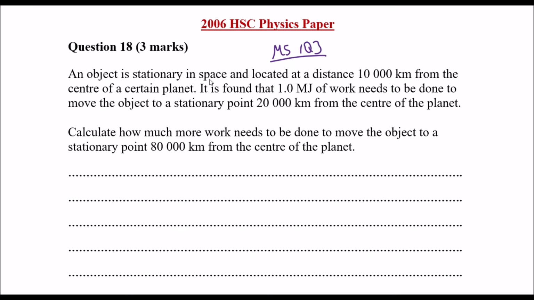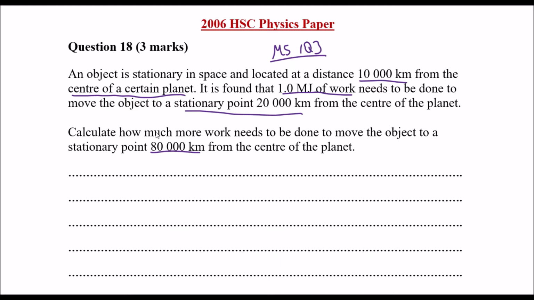We have an object that is stationary in space and located at a distance from the center of a certain planet. It is found that we use 1.0 megajoules of work to move the object from a stationary point 10,000 kilometers from the center of the planet to a stationary point 20,000 kilometers from the center of the planet. Calculate how much more work needs to be done to move the object from a stationary point 20,000 kilometers away to a stationary point 80,000 kilometers away from the center of the planet.